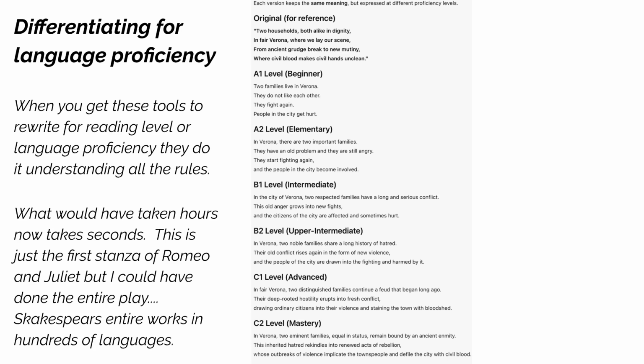Differentiating instruction based on language proficiency is now faster and easier than ever. AI tools can quickly rewrite content to match different reading levels, accurately applying the necessary linguistic rules. What once took hours now takes only seconds. Differentiated instruction is essential for ensuring that all students, regardless of their language ability, can access and engage with the material. By adapting content to meet diverse needs, teachers can support equitable learning and help every student succeed.